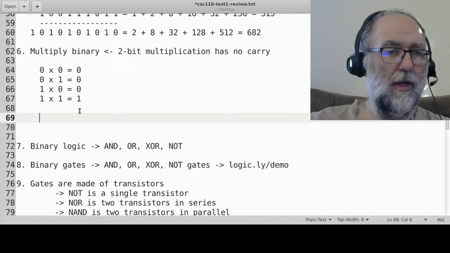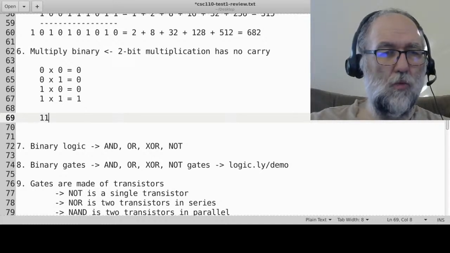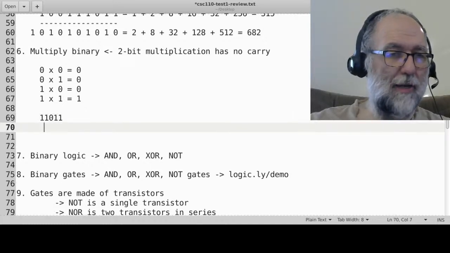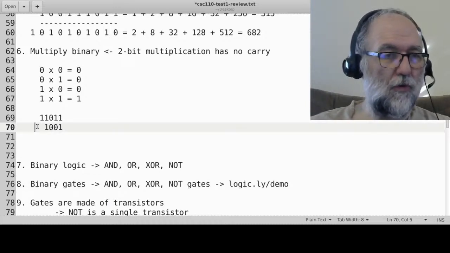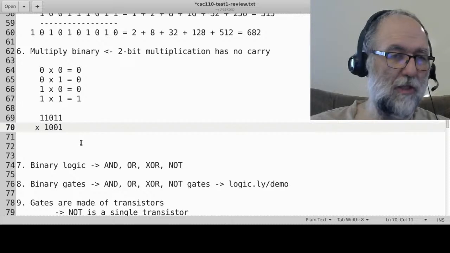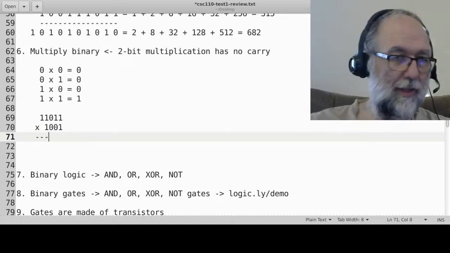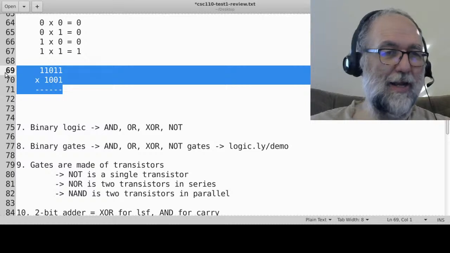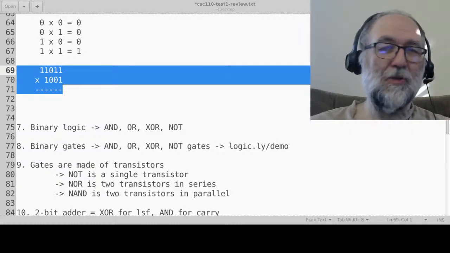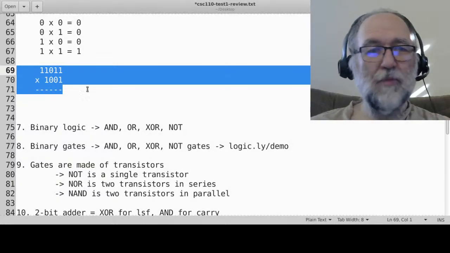I think I'll just do one of them. How about we do 1 1 0 1 1 multiplied by 1 0 0 1, like that. Okay, so this is long multiplication. Sometimes we write a little multiplication sign over there, like that. And remember, you probably did that in grade 3 or so with decimal numbers, and now we're doing it with binary.